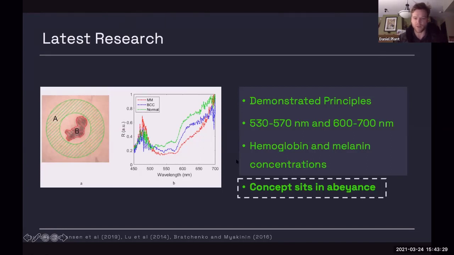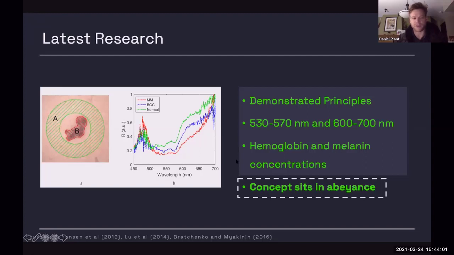And we're starting to find some chromophores that are useful: hemoglobin, melanin concentrations, water, oxygen saturation. These things are showing up quite well with the right instrument. But you can use those as surrogate markers for cancerous tissue. So that's promising. But there's just a few studies. There's no real critical mass around this application. And the concept isn't going anywhere.